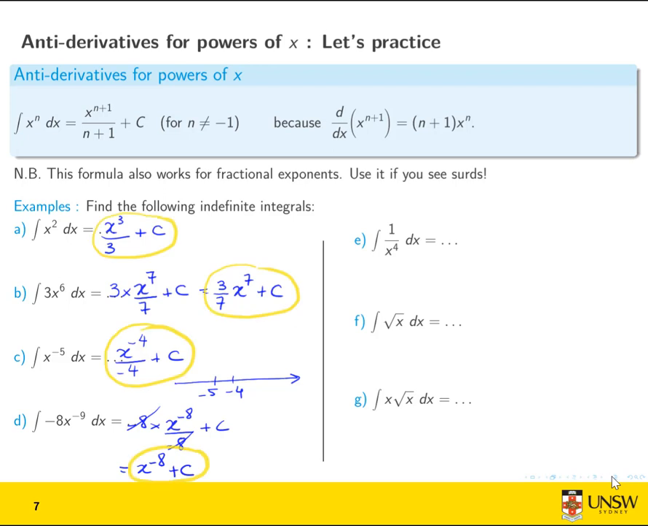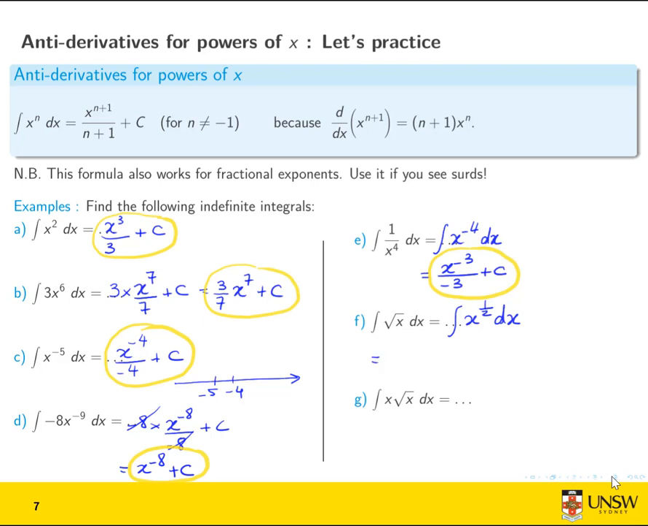Question E is one of these cases where it's just easier to first rewrite the function before finding its antiderivatives. So let's rewrite it using the index laws, and then we're ready to use our formula. Increase the exponent by 1 and divide by the exponent you just found. We will be using the same idea for question F. It's a good idea to rewrite using index laws because the formula we have is in terms of indices.